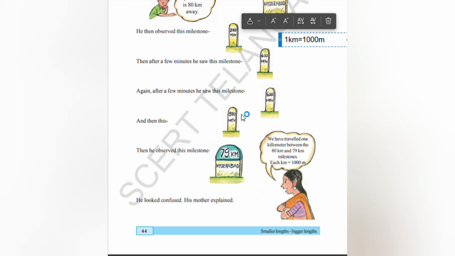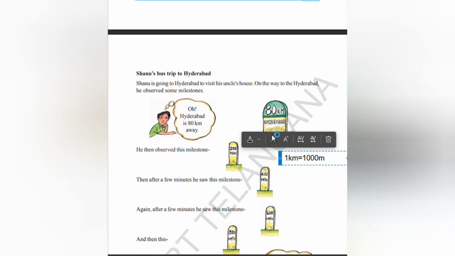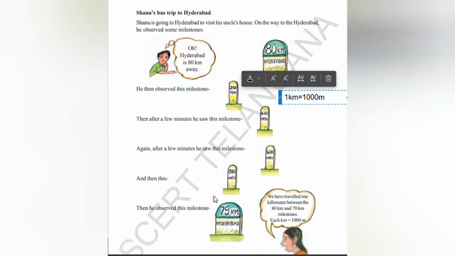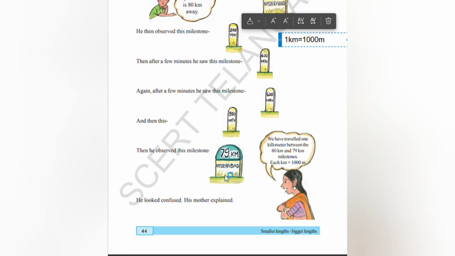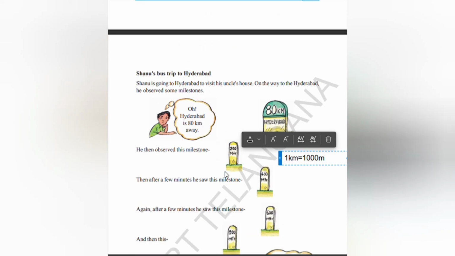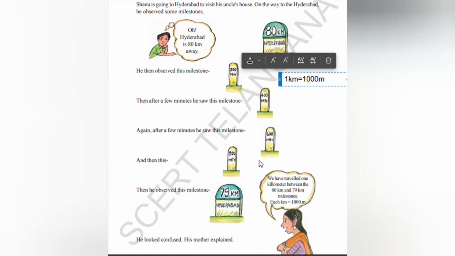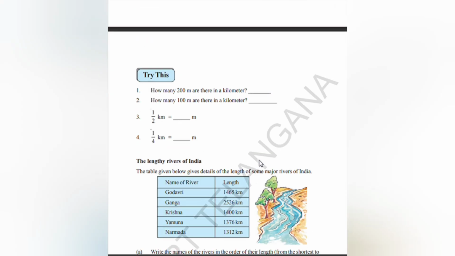Here are certain meters given, and her mother told that we have traveled 1 kilometer between the 80 kilometer and 79 kilometer. So from 80 kilometer Hyderabad to 79 kilometer Hyderabad, what they traveled is 1000 meters. That means 1 kilometer is equal to 1000 meters. And we can answer the following questions now. How many 200 meters are there in a kilometer?